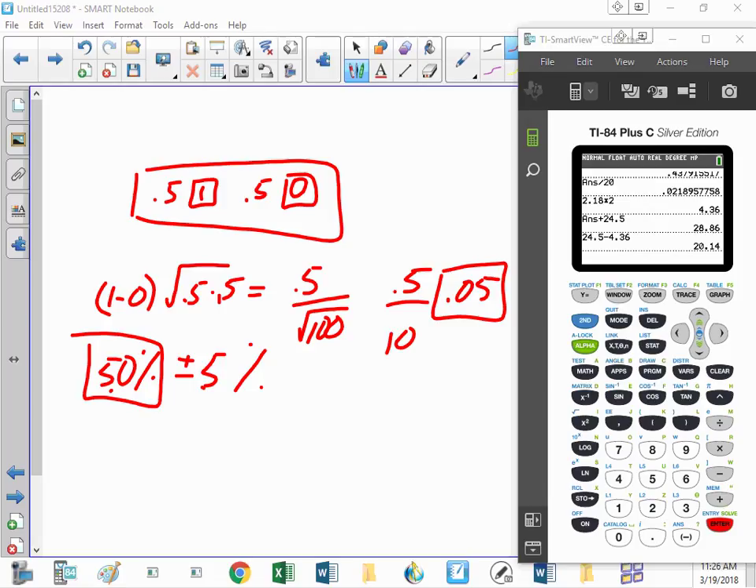Now, to compute a 95% confidence interval, look at A. A says the sample percentage is 54.3, the SE is 1.6. True. Okay, B. 54.3 plus or minus 3.2 is a 95% confidence interval for the population percentage. True or false? True.